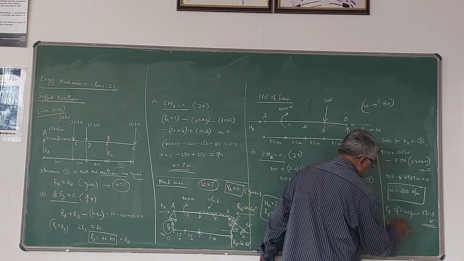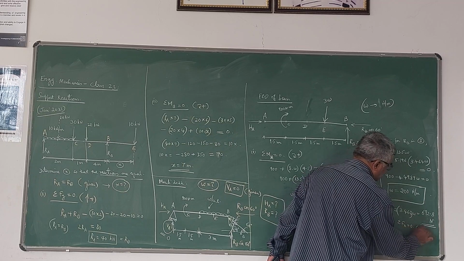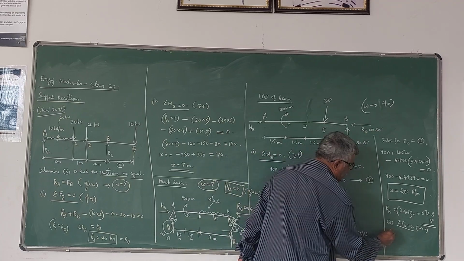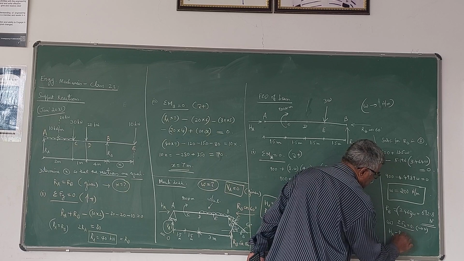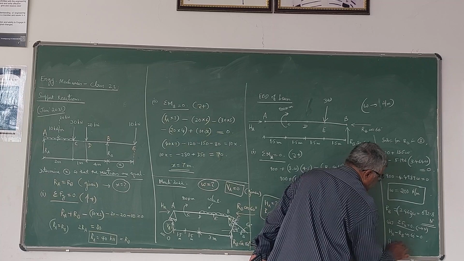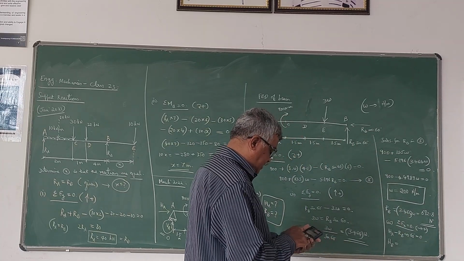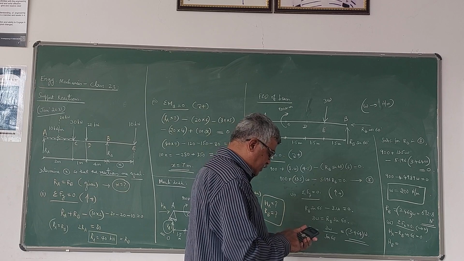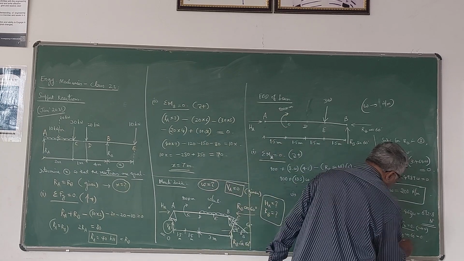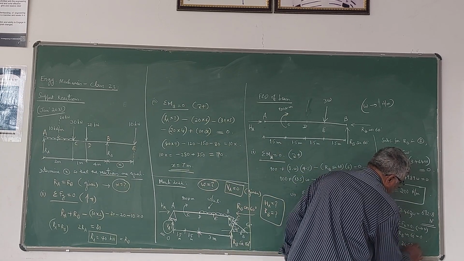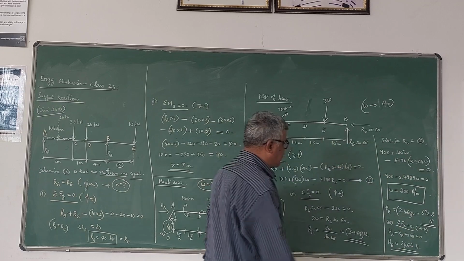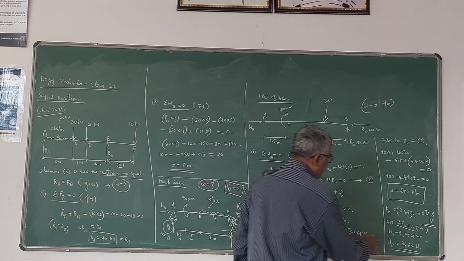And the reaction at A you can find using the third equilibrium equation, which is sigma Fx is equal to 0, treating right side forces as positive. So here HA is positive, RB cos 60 is negative. Only two forces are there. HA minus RB cos 60 is equal to 0, or HA is equal to RB cos 60. RB is 692.8, and 692.8 multiplied by cos 60, which is 0.5, gives 346.4 Newton. So this is the reaction at A.